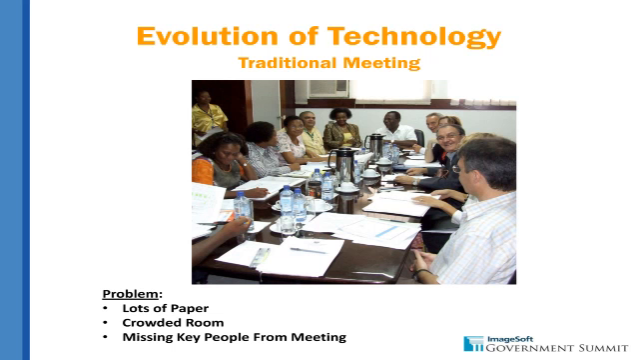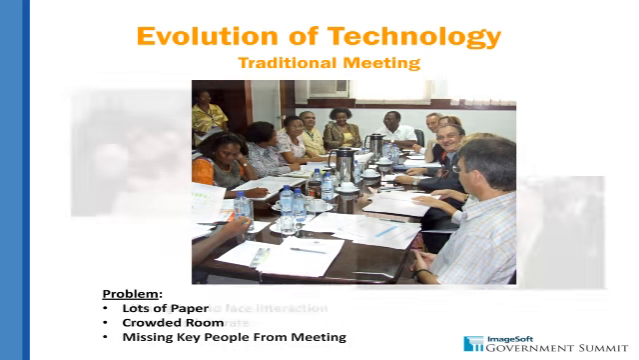So what's the problem with a situation like this? Well, obviously we do have a lot of paper. The rooms get crowded. And if a key person isn't in that meeting, they're not in that room, then there's a dynamic there that you're missing. If you need to get information, you need to solve problems quickly, you want everybody together at that one time.